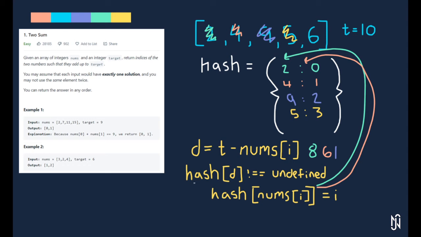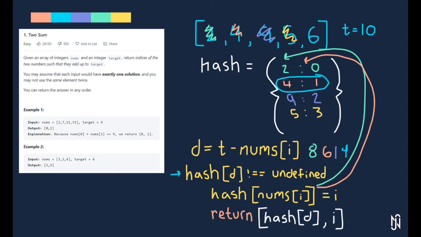We're going to check to see if the difference 4 exists in the hash, which it does right here. So now our conditional is returning a true value. So what we want to do is return the indice in the hash for the difference, which is 1. And then we also want to include the indice for the value of I for 6, which is 4. So we get the same answer, 1 and 4.